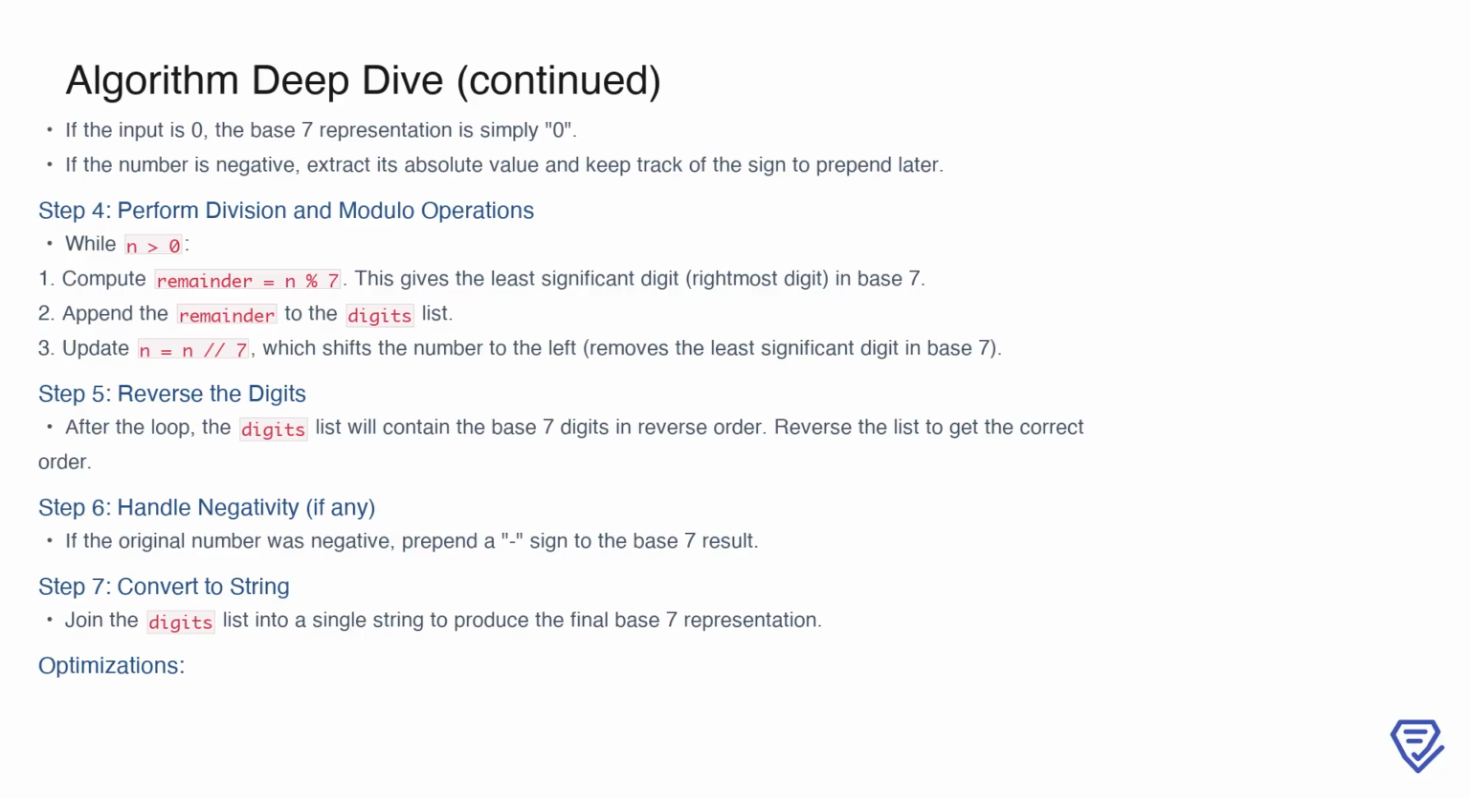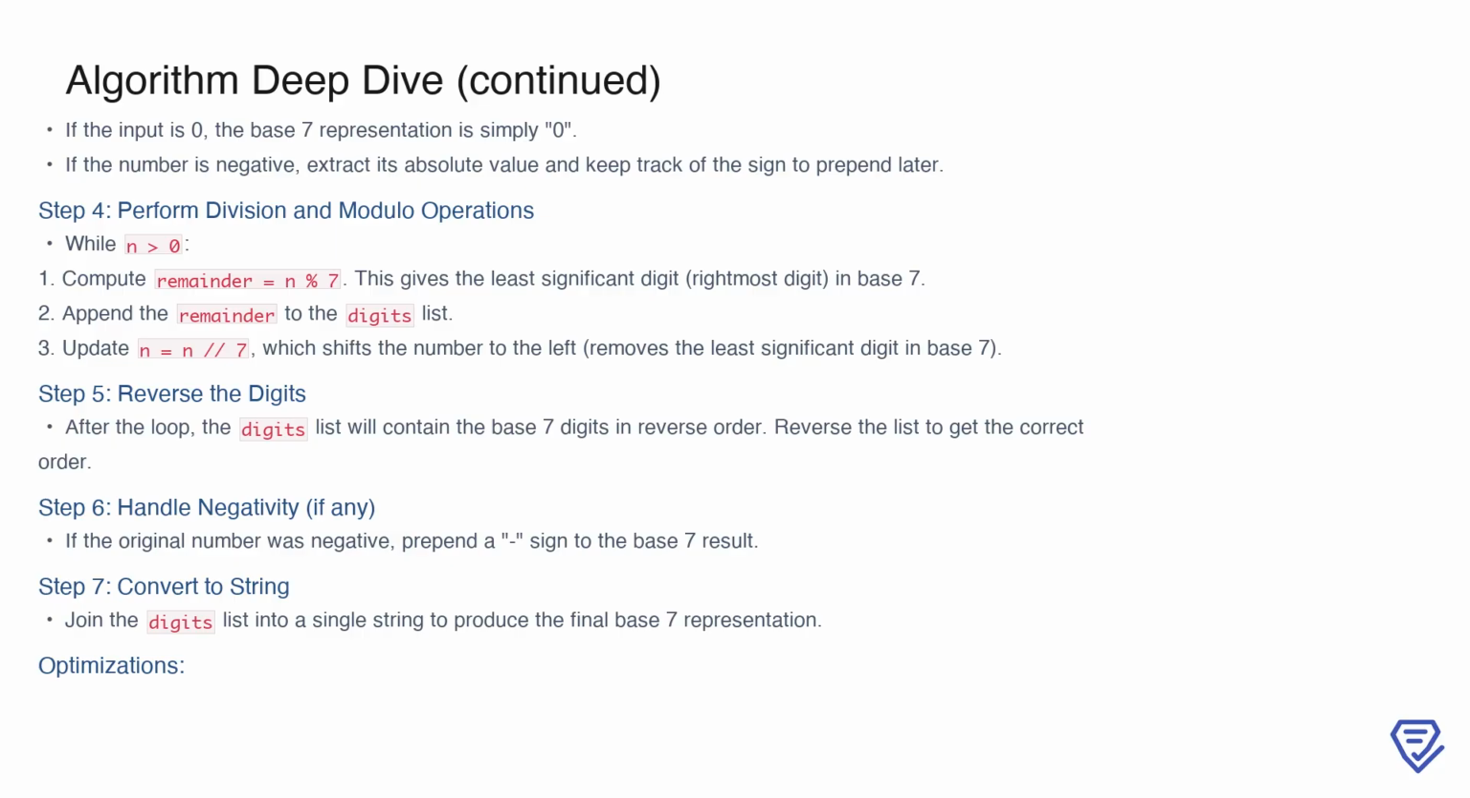While the number is greater than 0, we repeatedly perform division and modulo operations. The modulo operation, n % 7, gives us the remainder, which represents the least significant digit in base 7. This remainder is appended to the digits list. The division operation, n // 7, effectively shifts the number to the right by removing the least significant digit, allowing us to process the next digit. We continue this process until the number is reduced to 0, at which point all the base 7 digits are collected, albeit in reverse order.